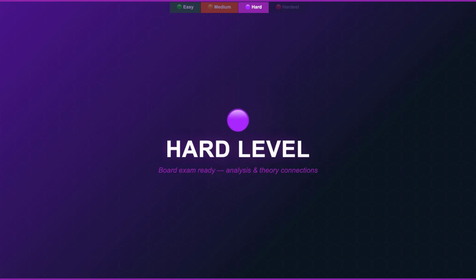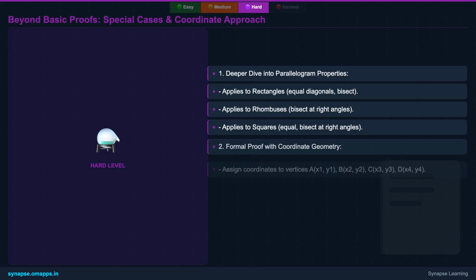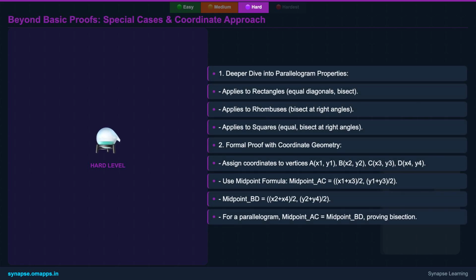Let's explore more advanced proofs and connections to other mathematical concepts. The diagonal bisection property applies to all parallelograms, including special types like rectangles, rhombuses, and squares. However, there are nuances. In a rectangle, diagonals are not only bisected but are also equal in length. In a rhombus, they bisect each other at a right angle. A square combines both, equal diagonals that bisect each other at right angles.